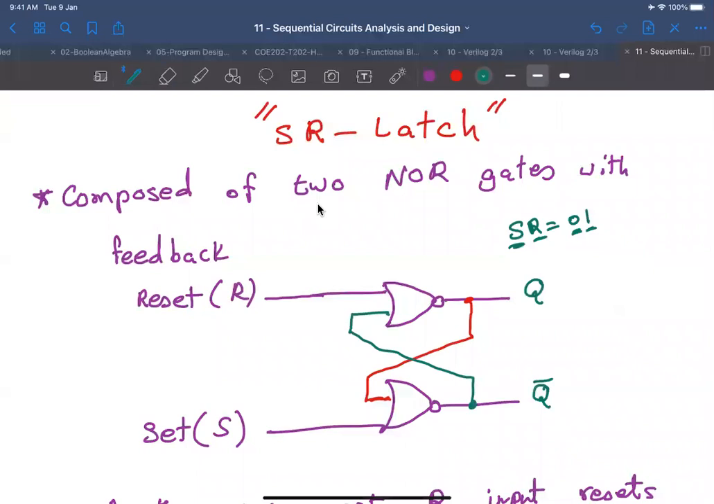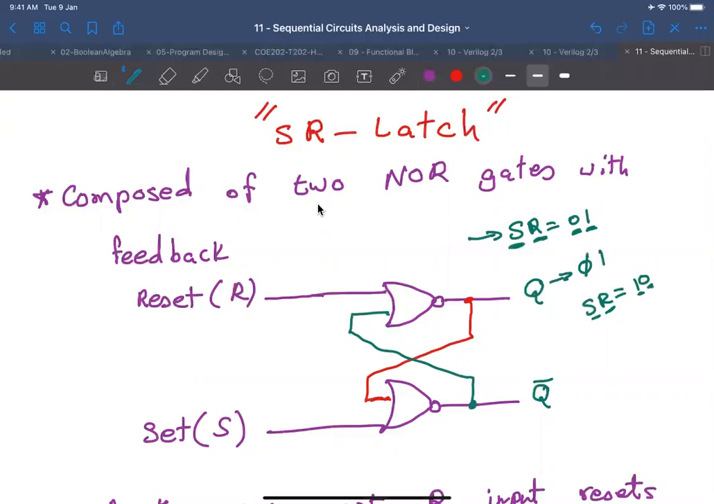So let me do that again. If S and R are 0, 1, then this is a reset operation, so Q will become a 0. After applying S and R to be 0 and 1, I get a 0 on Q. When I apply S and R to be 1, 0, then I expect Q to be 1, to be set. And when Q is 1, Q complement is going to be 0.